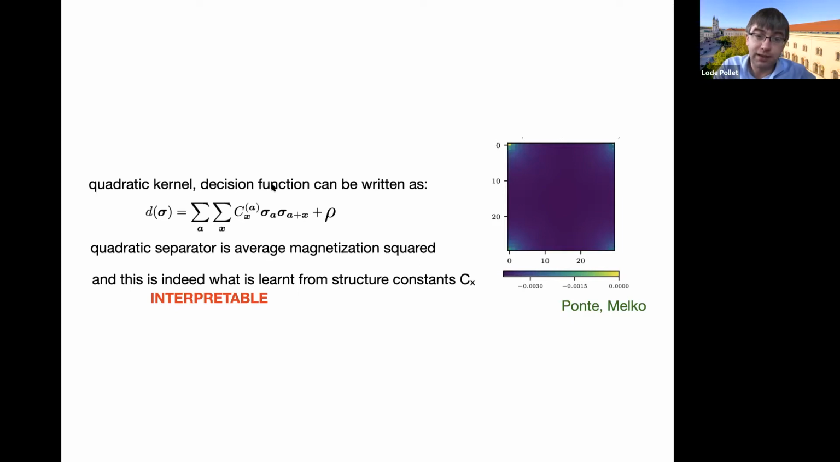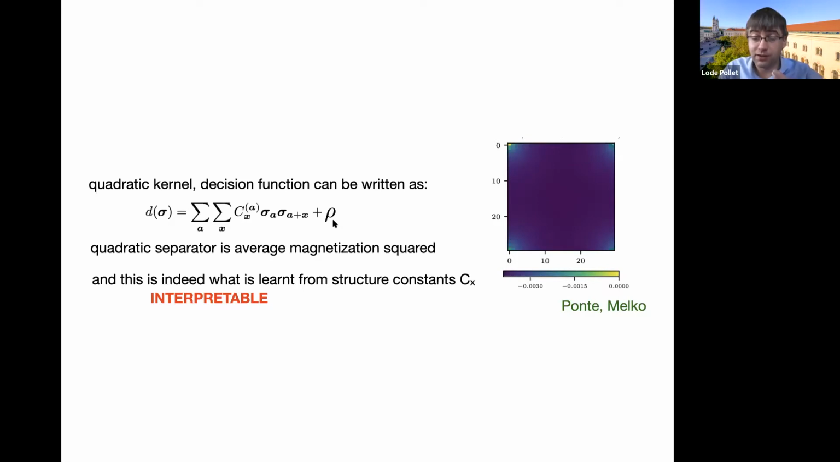And it turns out that the decision function, this function D, can be written as follows. You have your spin vectors sigma A and sigma A plus X, translated by an amount X, summed over all the lattice sites and over all the translations. Then you have a constant Cx that the machine will determine, and you have an offset rho. Given enough training set data, the machine will define optimal values for these structure constants Cx and this rho.